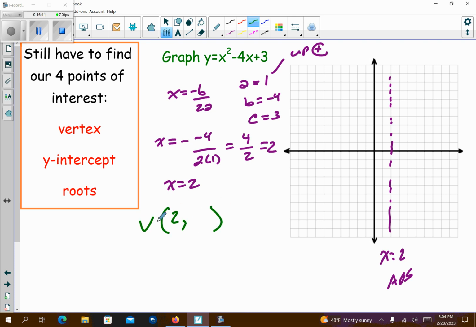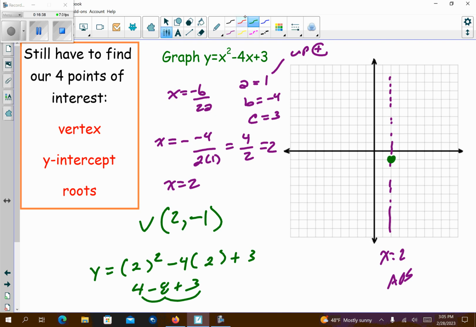So I want to find the vertex. So I'm going to plug that 2 into where I had x. So 2 squared is 4. Negative 4 times 2 is negative 8 plus 3. And do the arithmetic. 4 minus 8 is negative 4. Negative 4 plus 3 is negative 1. So I have a vertex at 2, negative 1.